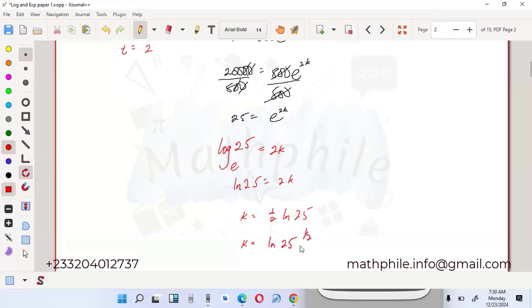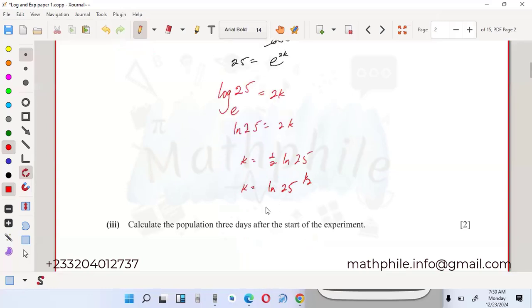Do you agree to that? Yes, please. Then k is equal to ln 5. I told you the last time that as a science student, you try as much as possible to avoid approximation. So k is equal to ln 5.